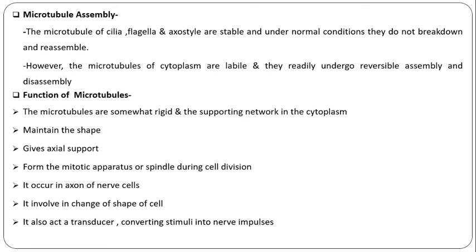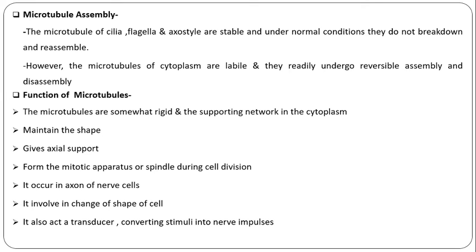Then microtubules form the mitotic apparatus or spindle during cell division. Their contraction causes the movement of chromosomes towards the opposite poles of the cell. Microtubules and microfilaments which occur in the axon of nerve cells are useful for the transport of proteins and other substances synthesized in the cell body down to the axons. The microtubules form a microcirculatory system for intracellular transport of water and inorganic ions.